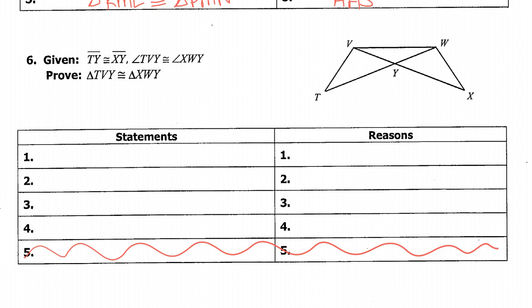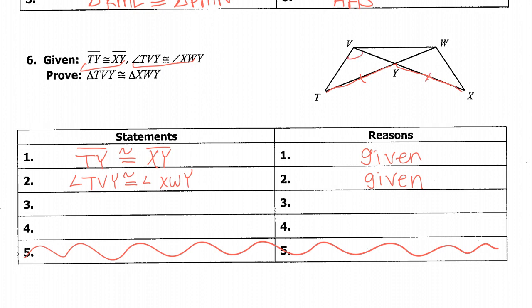I'm going to go ahead and list the 2 things that it already gave me as my first 2 statements. All right, so I know that the length from T to Y is the same as the length from X to Y. So those 2 are the same, and it also told me that angle TVY is congruent to angle XWY. So those 2 are the same. Remember that I'm comparing the 2 little triangles and not the big ones that are overlapping. So I'm going to go ahead and highlight which 2 triangles I'm comparing.